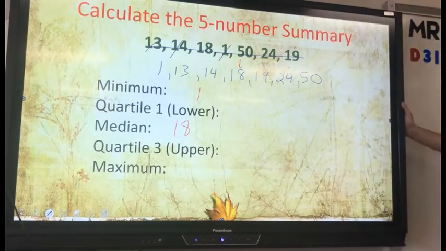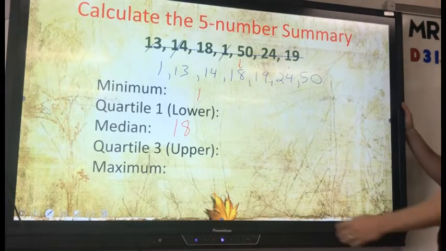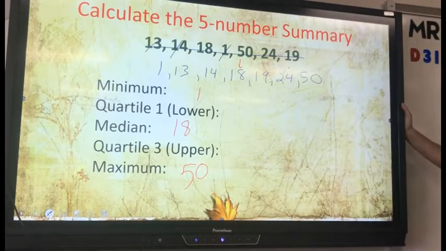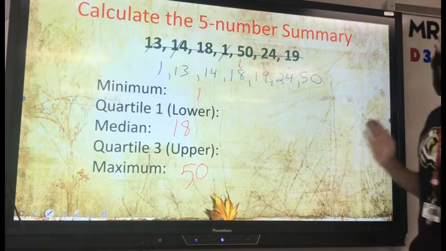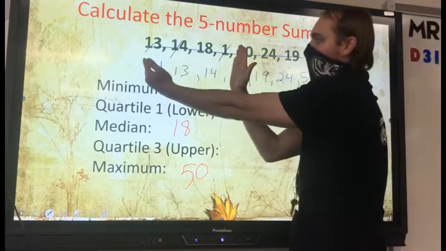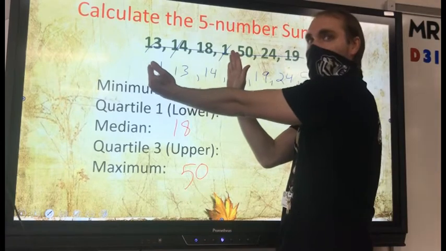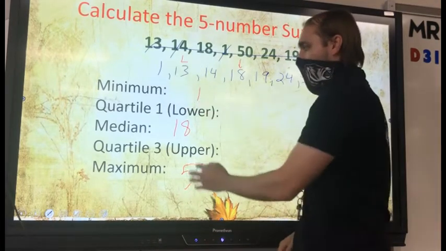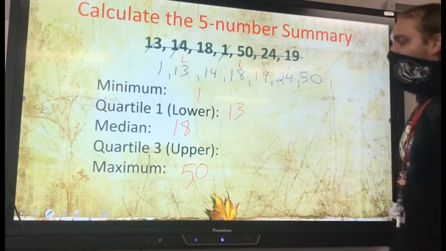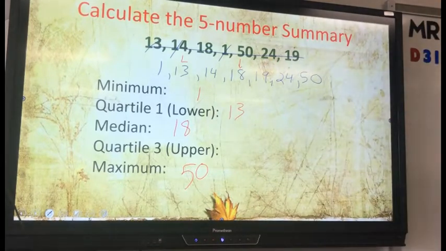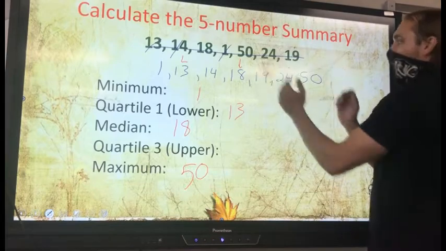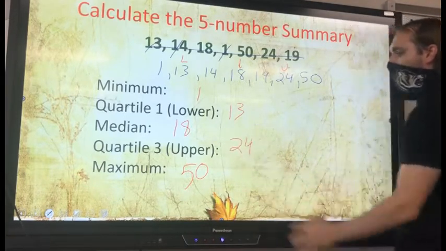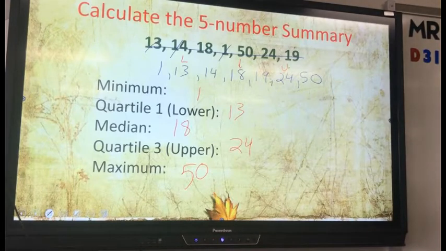What is my maximum value? 50. What is my quartile 1, my lower? 13. Very good. So you're going to take the median, look at the lower half. What is the middle, the median of the lower? 13, right? So my lower quartile is 13. And what is my quartile 3, my upper? 24. Very good. That's the median of the upper half.